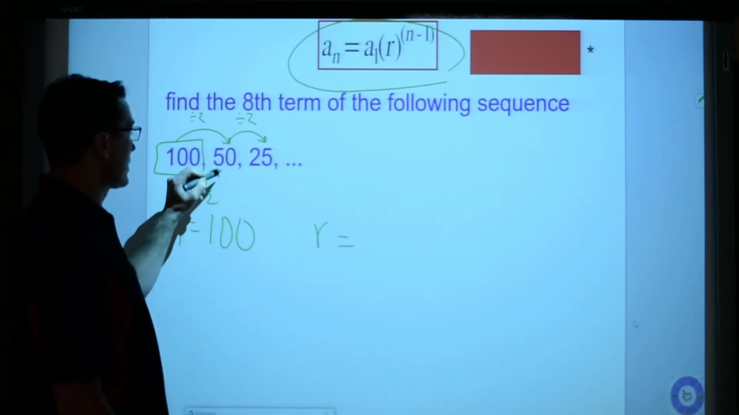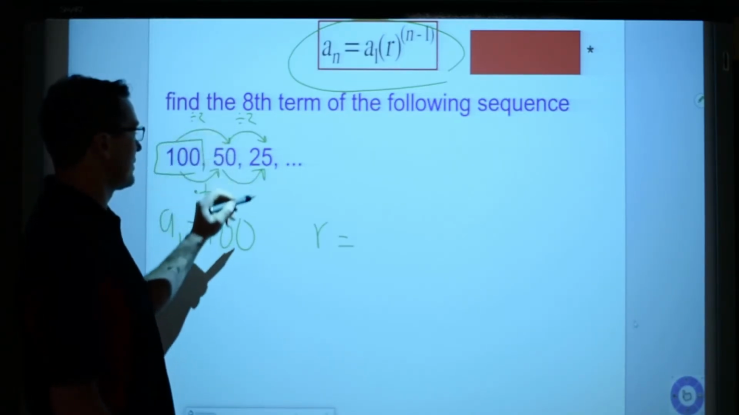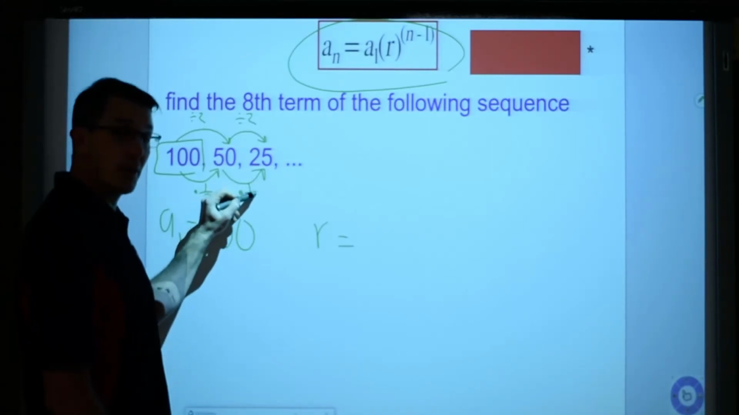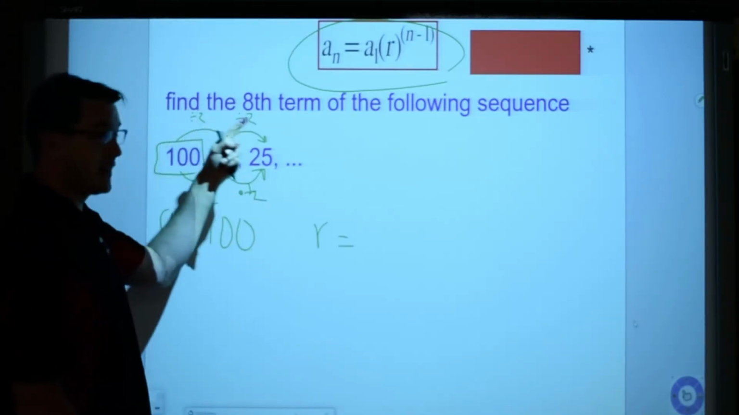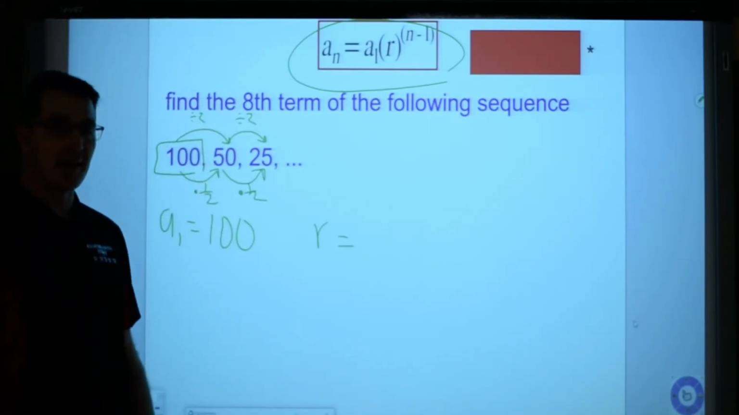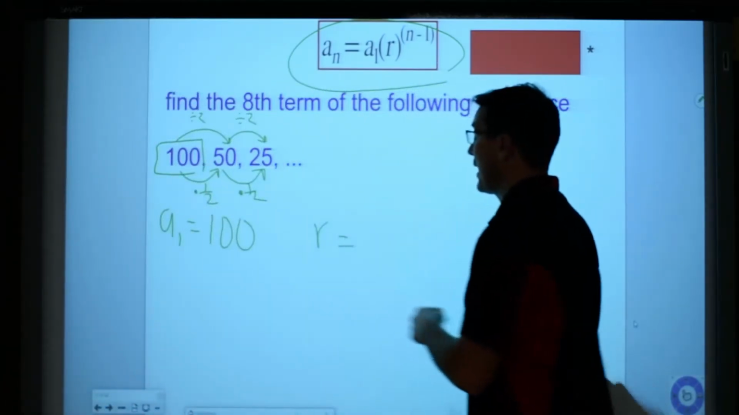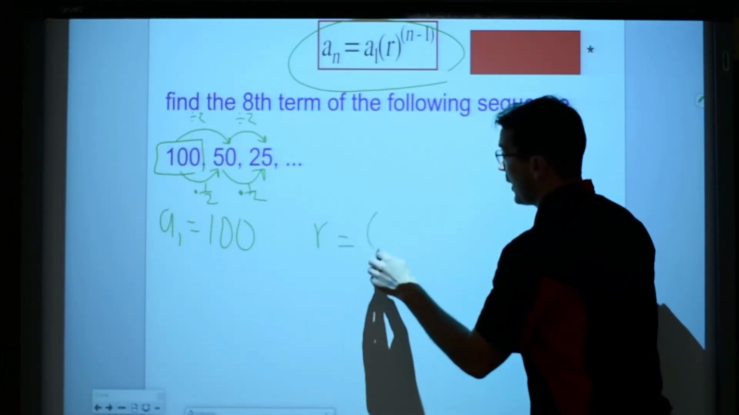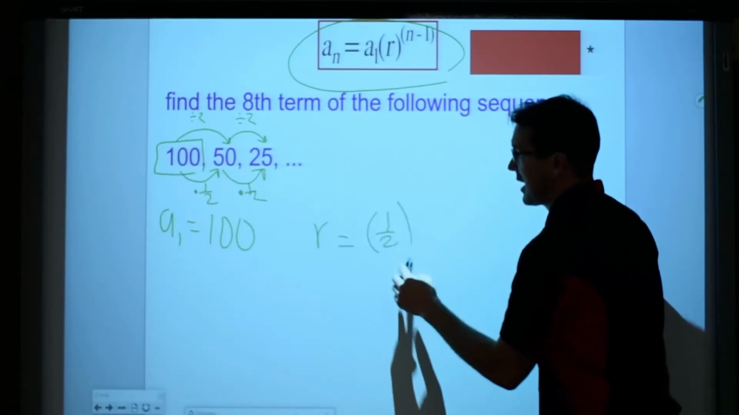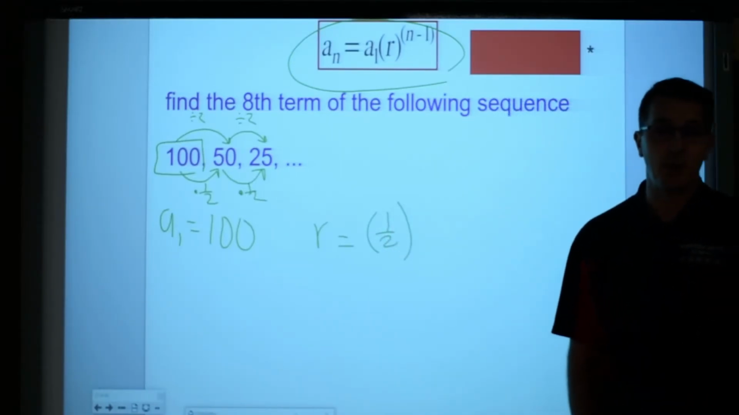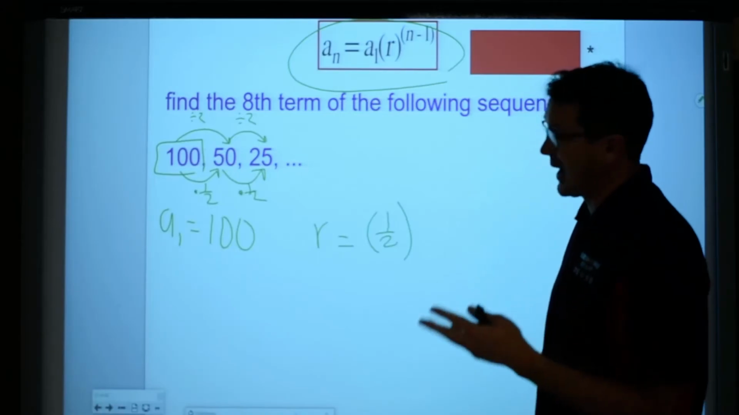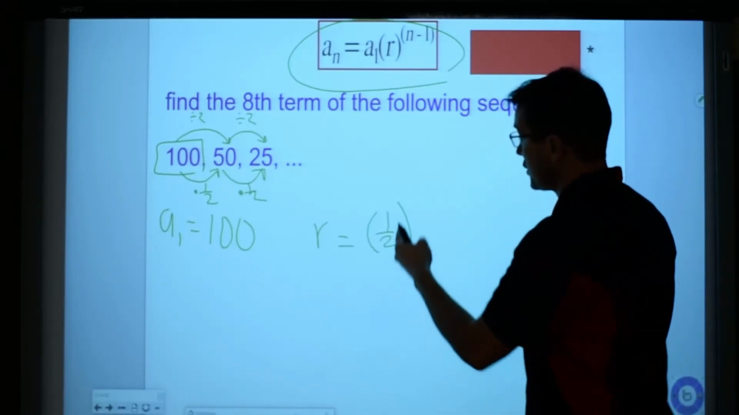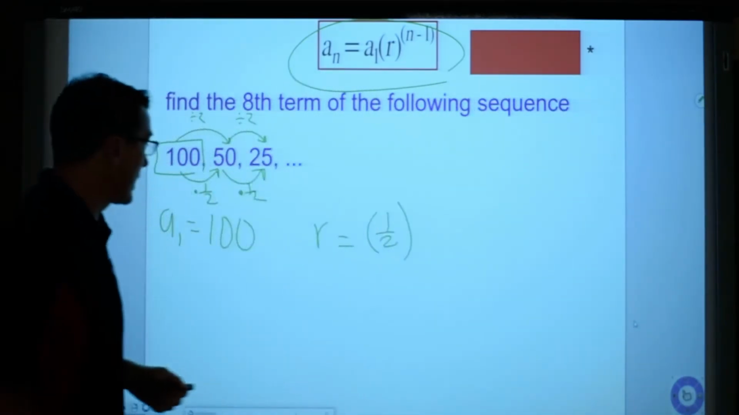Now, if you're able to go right to times by 1/2 instead of doing the divide, that's awesome. You're awesome. But if you can't, do the division and then think about how do I write that as a multiplication. So that means my ratio is times 1/2. Some people will say, well, Mr. Craig, can I say times 0.5? Yeah, you can do times 0.5. It's up to you. It can be a fraction or it can be a decimal, as long as you put it in there. So there's my ratio.